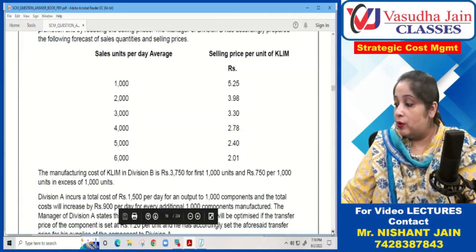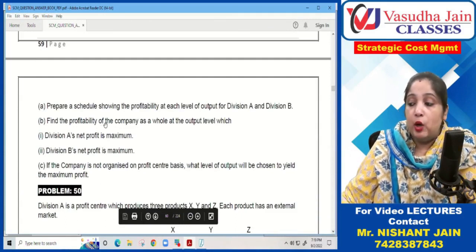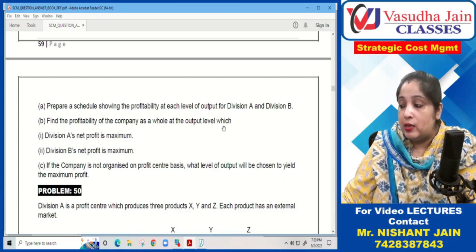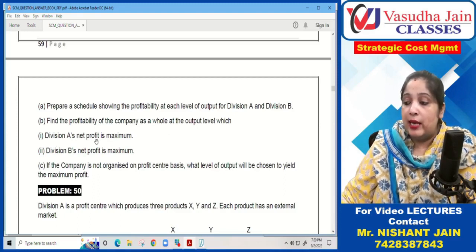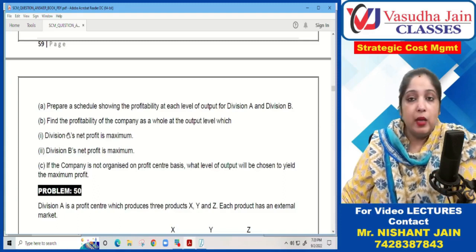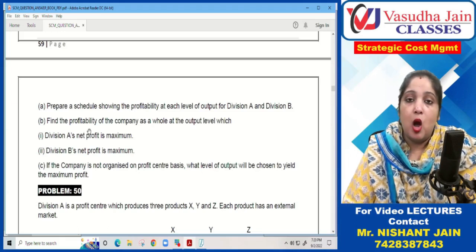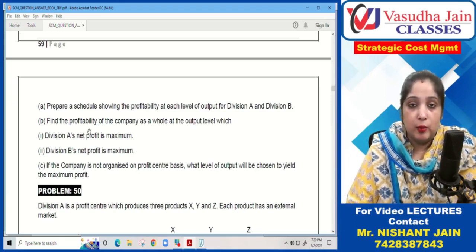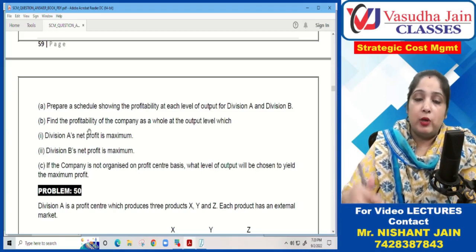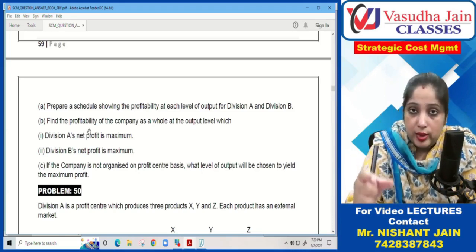Now the B part of the question is, find the profitability of a company as a whole at output levels, which division A's net profit is maximum and division B's net profit is maximum. Let me repeat again. Find the profitability of a company as a whole. How much company as a whole is earning? Because these two departments belong to company only. At what output level? Should I find out the profitability of the company at 1000 units, 2000 units, 3000 units?